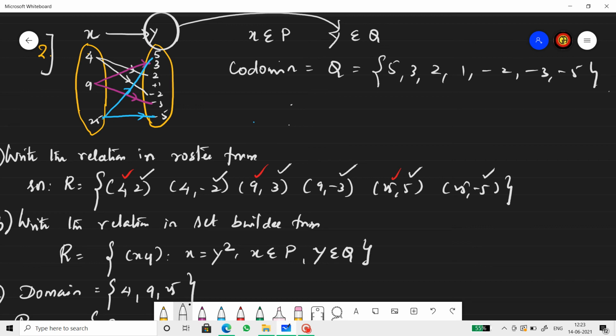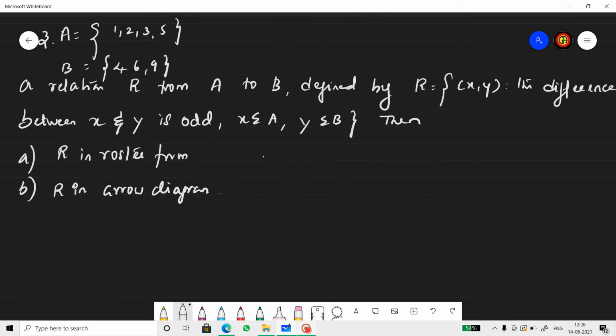Isn't the range a subset of Q? Yes. One last question to make you all clear with this concept. Let A contain 1, 2, 3, 5, B contain 4, 6, 9. A relation R from A to B is defined by R equals x comma y, where the difference between x and y is odd. So here the relationship is x minus y should result in an odd number, x belongs to A and y belongs to B. They want us to find R in roster form, and they also want us to write R in arrow diagram form.